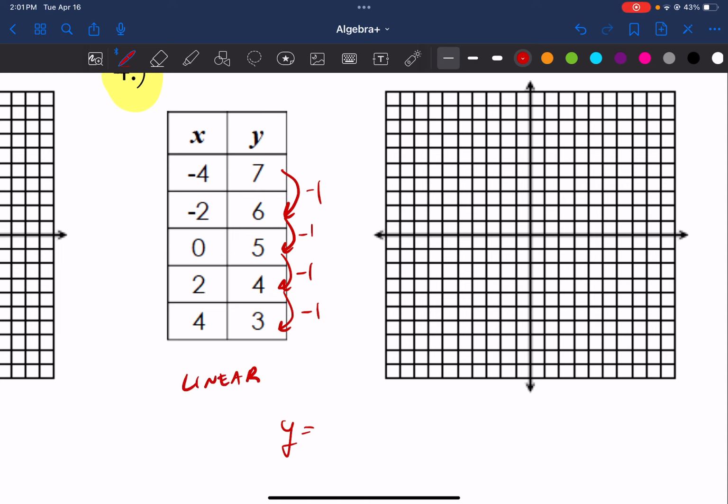If we were to graph it, we'd get 0, 5, -2, 6, -4, 7. I can actually identify the slope from here because it's -1/2. And it's -1/2 x. Here's our y-intercept, +5. So we wrote our equation, we identified that it's linear.